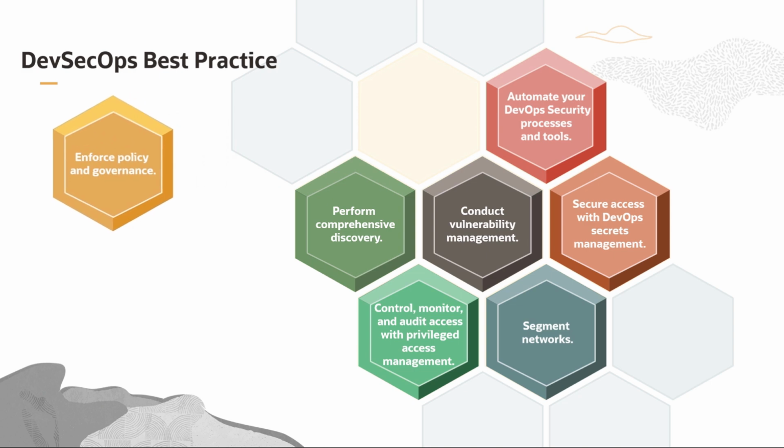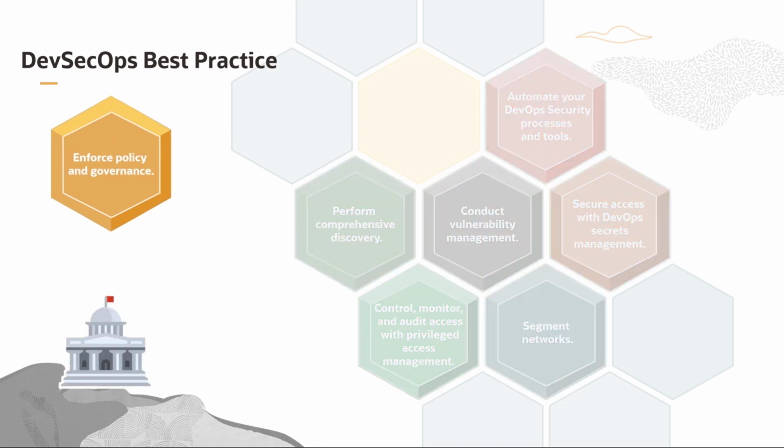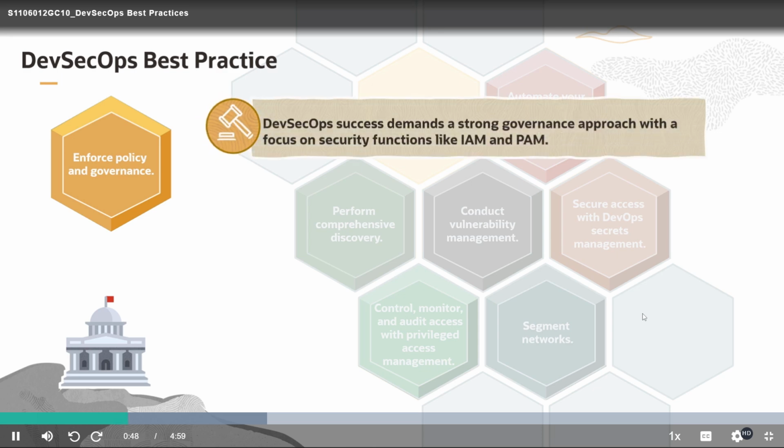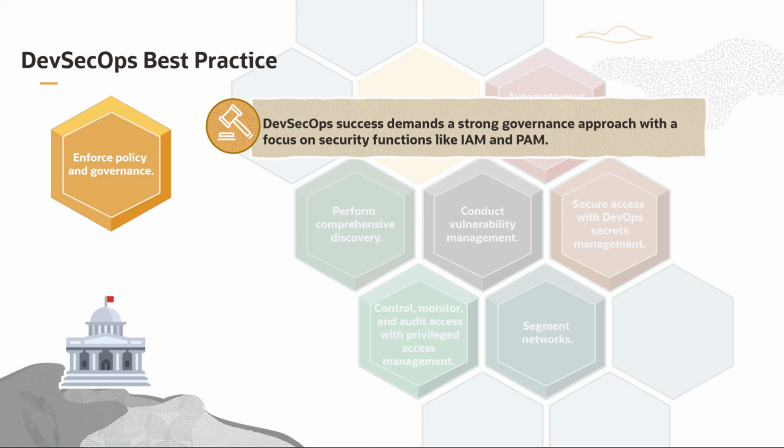Enforcing policy and governance is the foundation of a strong DevSecOps process. It ensures that security is built into the development lifecycle from the very beginning and helps reduce the risk of security breaches. Identity and access management is a critical part of policy and governance in DevSecOps. It involves managing user identities, roles, and permissions to ensure that only authorized personnel have access to sensitive resources. Privileged access management involves controlling and monitoring privileged access to critical systems and data to prevent unauthorized access or misuse.